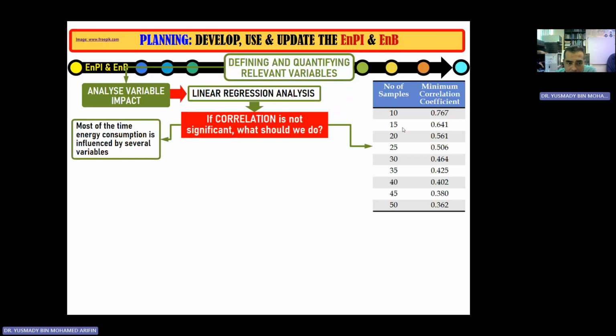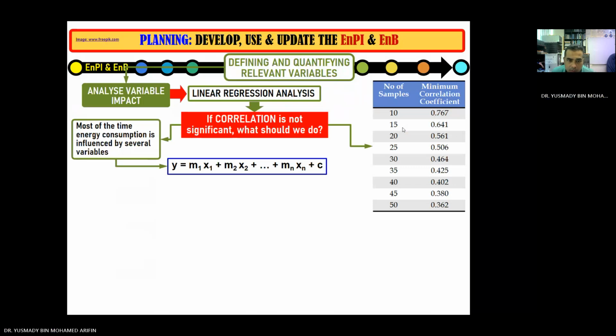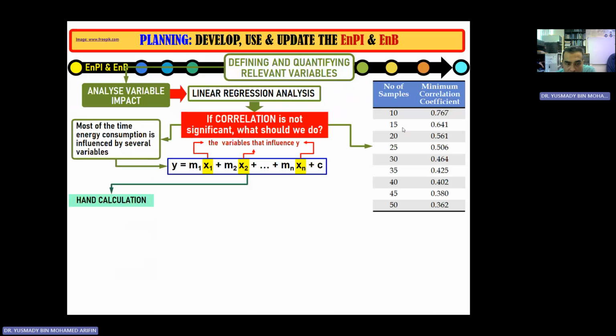Most of the time, energy consumption is influenced by several variables. So in terms of equation, we have the value of energy consumption, represented by the Y variable, affected by a number of x data as shown in the equation: m1 x1 plus m2 x2 plus and so on plus mn xn plus c. So we have not only one variable affecting the y variable. x1, x2 until xn refer to the variables that influence y. Y for this case refers to the energy consumption.